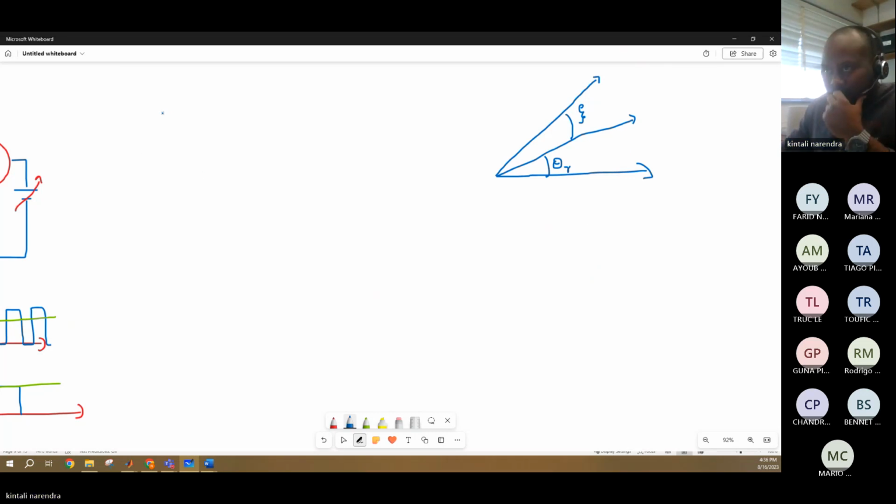For example, we have this equation where Ns of theta is equal to Ns by 2 times sine theta, where theta is the angle of the rotor. Now there is a deviation by zeta. So it will be Ns by 2 times sine of theta r plus zeta.